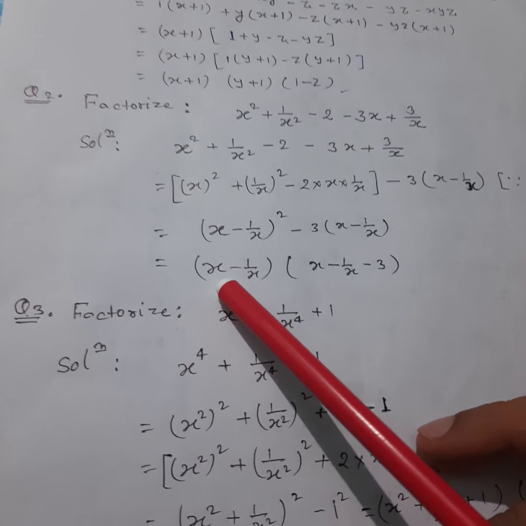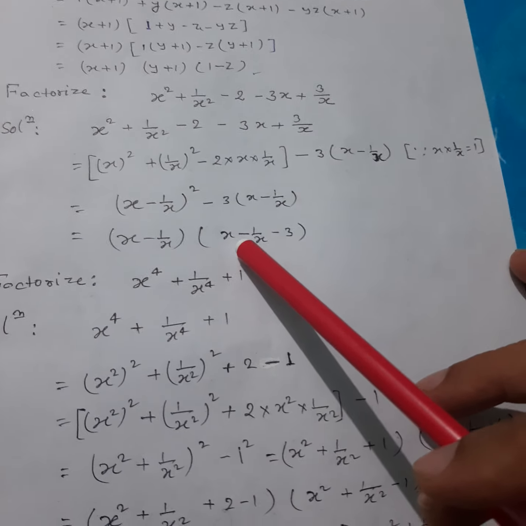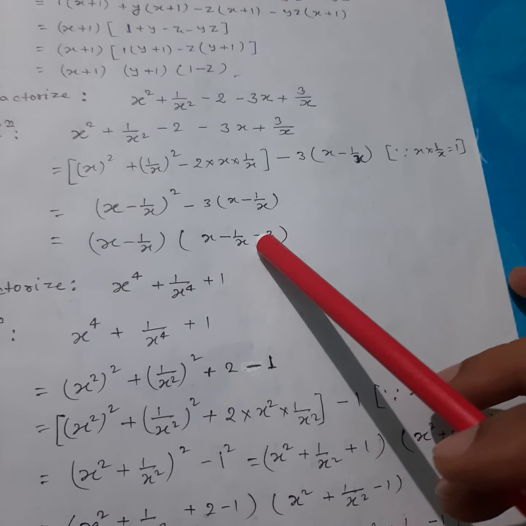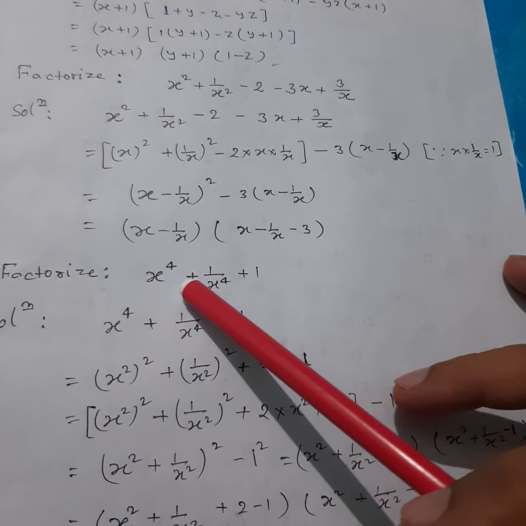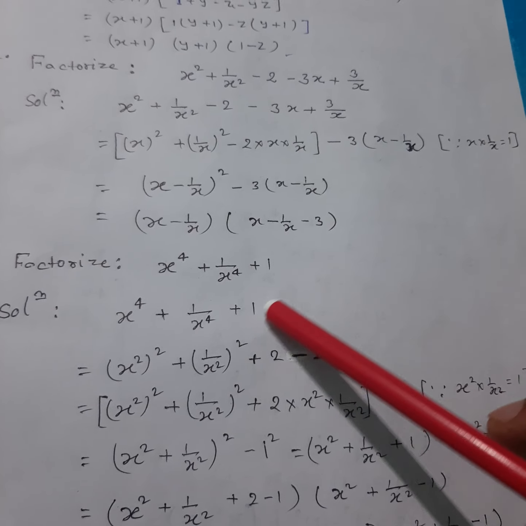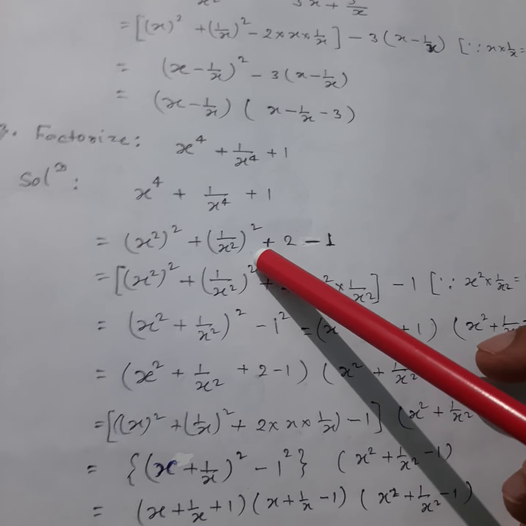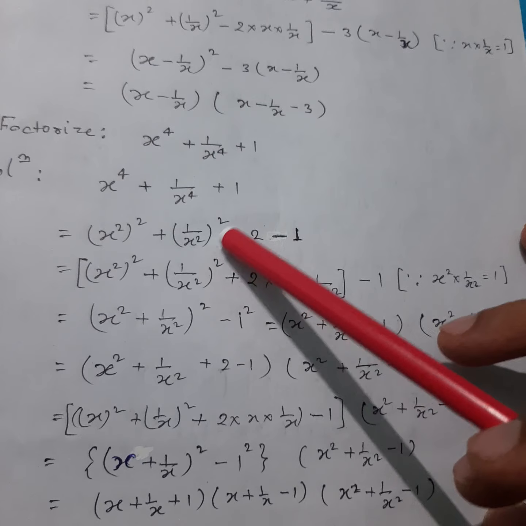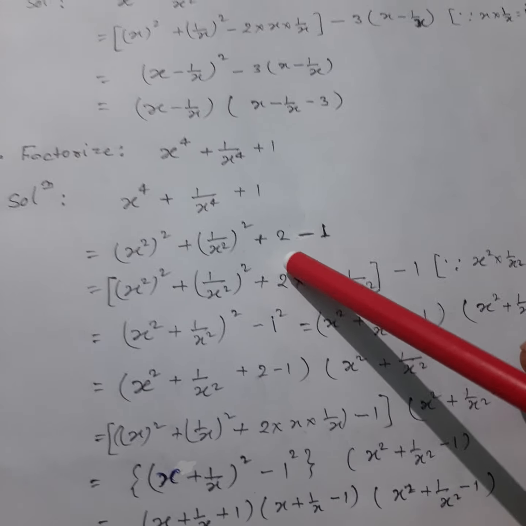Here we get the first factor x minus 1 by x and the second factor x minus 1 by x minus 3. Now question number 3. Factorize x to the power 4 plus 1 by x to the power 4 plus 1. We write whole square of x square and whole square of 1 by x square, adding 1 and subtracting 1, we get plus 2 minus 1.